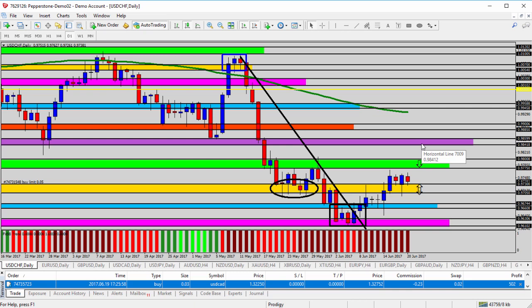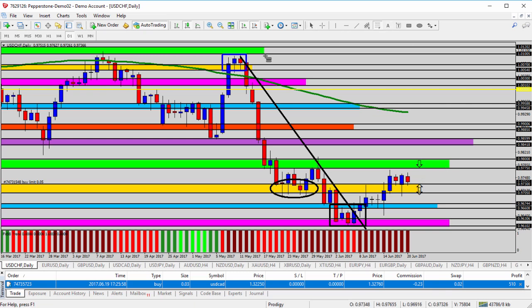Interesting here, if we just take a look at the left side and the middle, we're looking at a potential inverted head and shoulders pattern. Shoulder here, head here. Now we're looking at the right shoulder. If that becomes a point of support and a break of the green zone, we could look for a much more significant reversal here for the dollar franc.